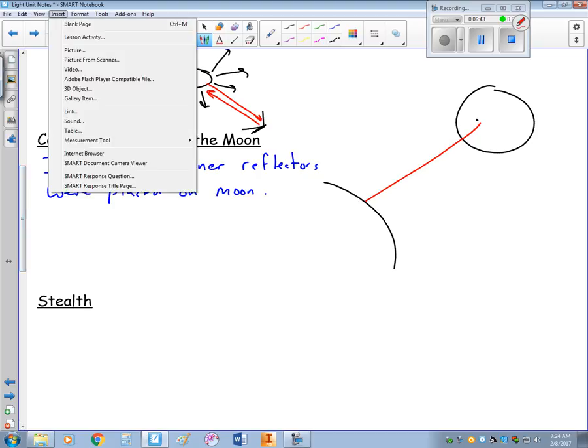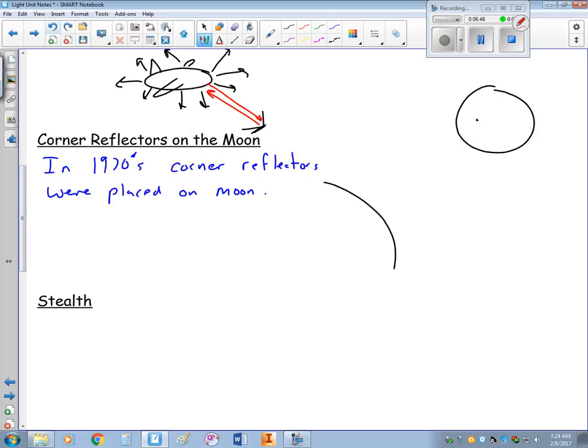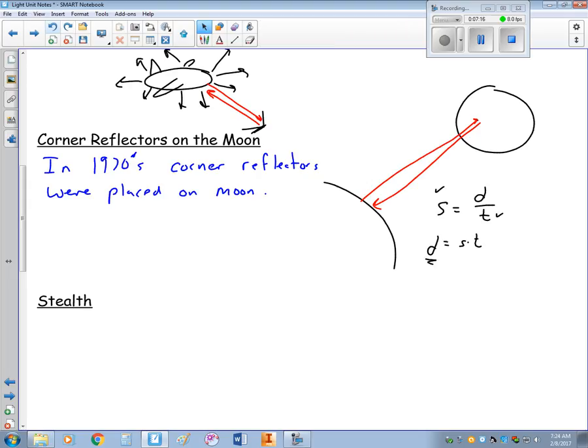Let me draw that. And then the signal comes back to us. And what we can do is we can use the speed of light and the time it takes to send that signal there and back. So we can say that speed equals distance divided by time. If we know the speed and if we know the time, we can then calculate the distance. And we can measure accurately how far the moon is away from us.